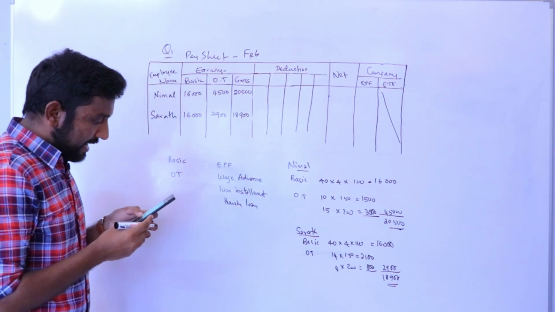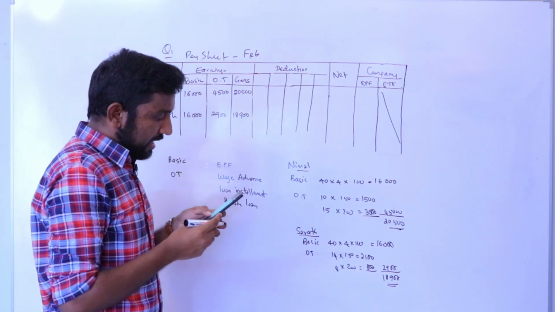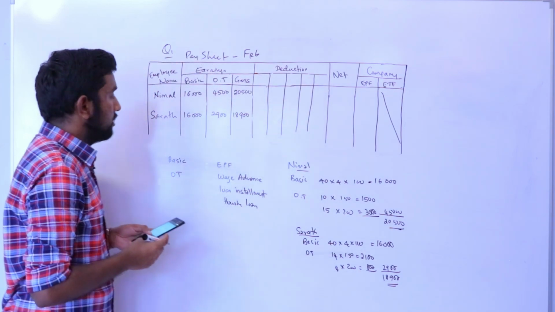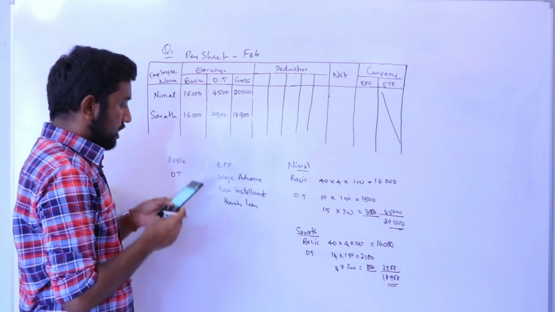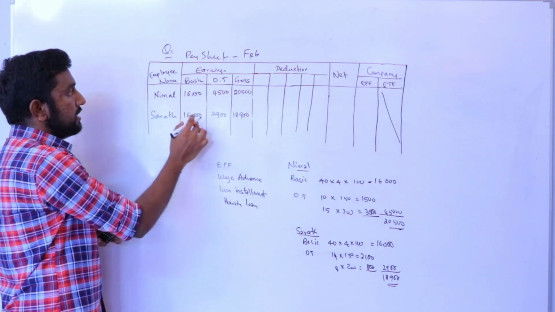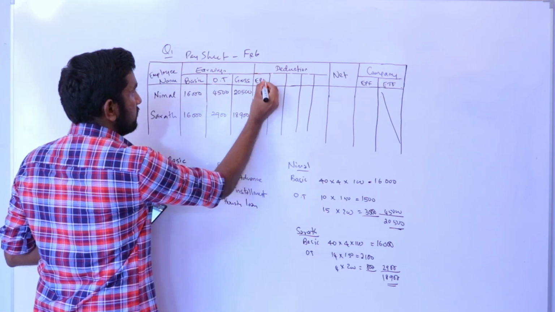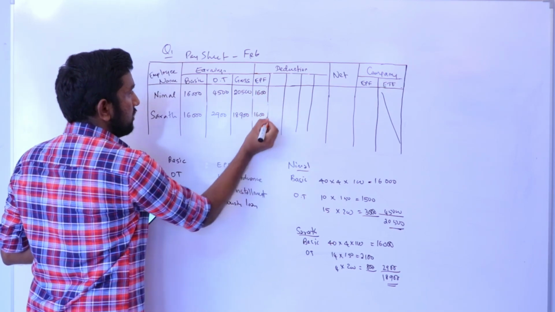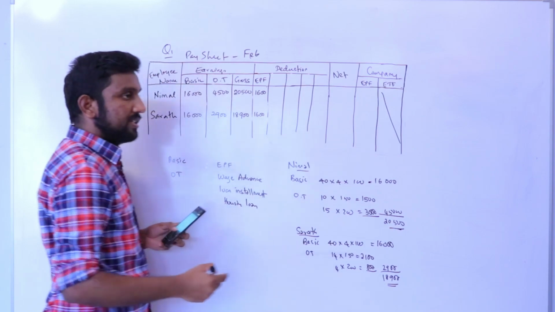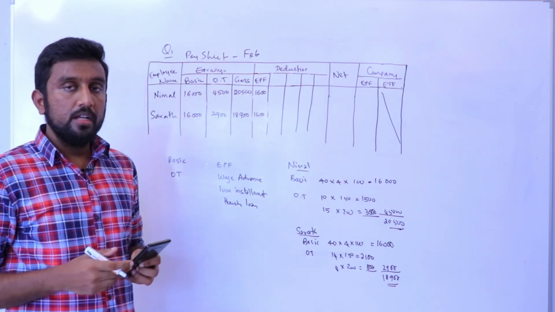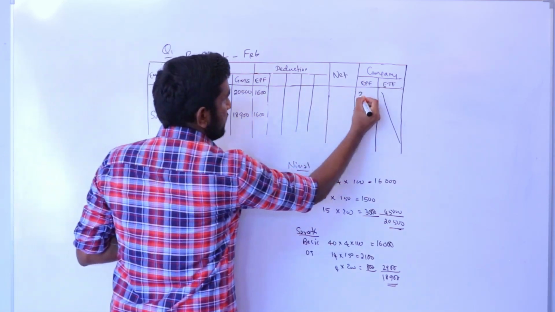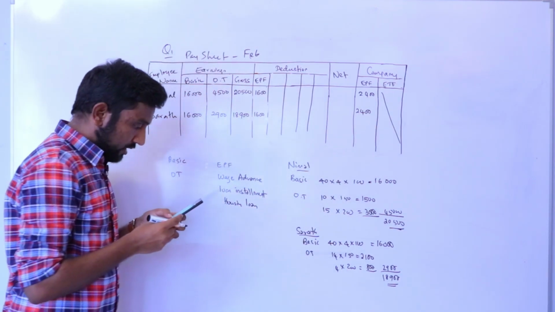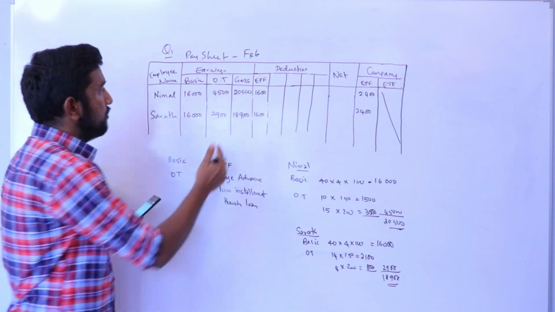Then the second additional information is about the EPF, and they clearly mentioned the overtime payment is not included for the EPF calculation. Therefore, we're going to take only the basic. So EPF, this is 10%, therefore 1,600, again 1,600. That is 15%: 10% is 1,600, 5% is 800. Therefore, 15% is 2,400.